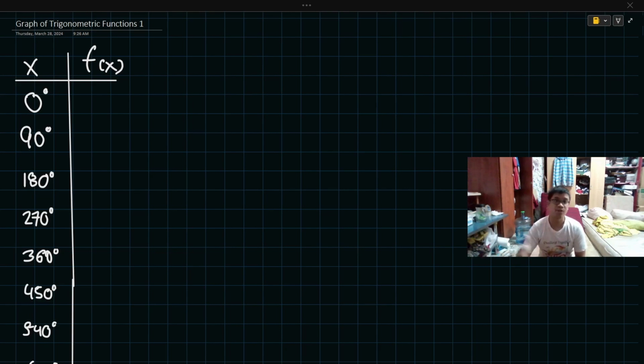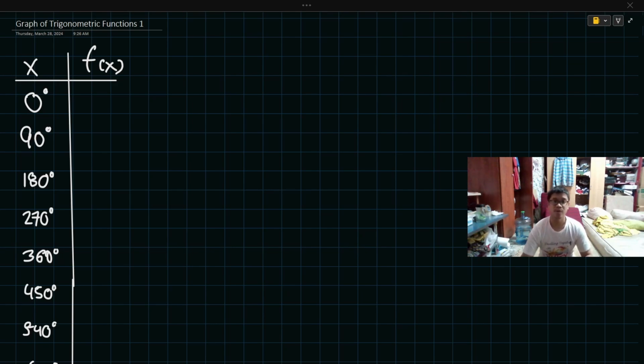You can convert them into radians. From 0 degrees, it will become 0 radians. 90 degrees will become pi over 2 radians. So here's what we're going to do. We're going to find the f of x, or the y value, of each of the given x values. Then we will use that in drawing the graph, so that we know at least the idea of how they look.